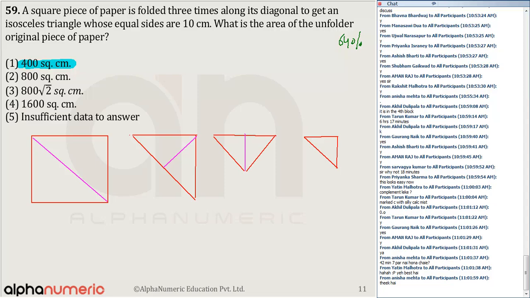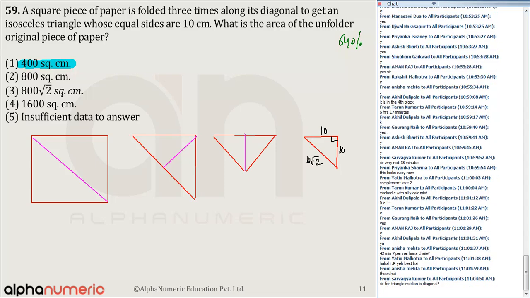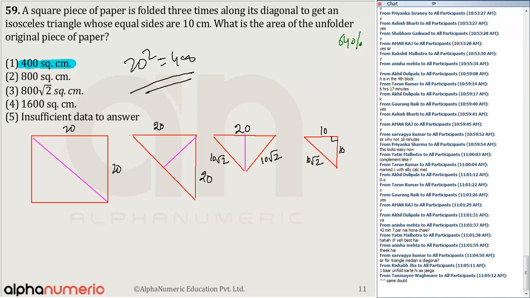Whose equal sides are 10. So this is 10. This is 10. Isosceles triangle, a angle 90 degree. This is 10 root 2. So this is 10 root 2. Yes, definitely. This is 10 root 2. And this is 10 root 2. So ye aa jayega mere paas 20. So this is 20. This is 20. So which means this is 20. This is 20. So the answer is 20 square, which is equal to 400. That's it.